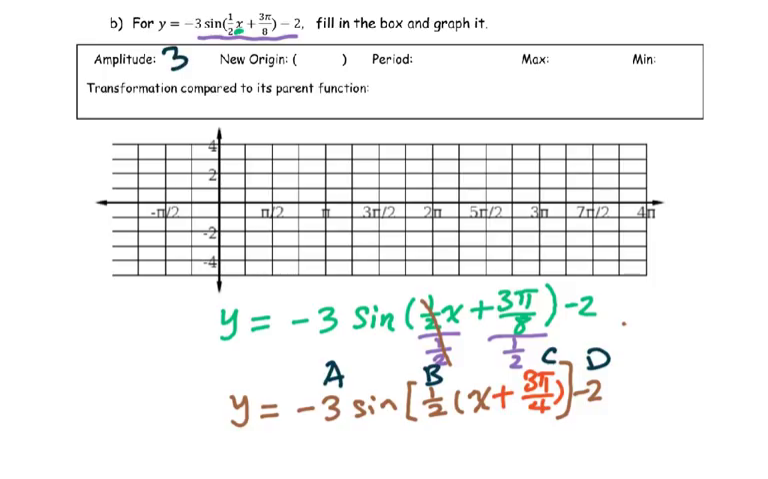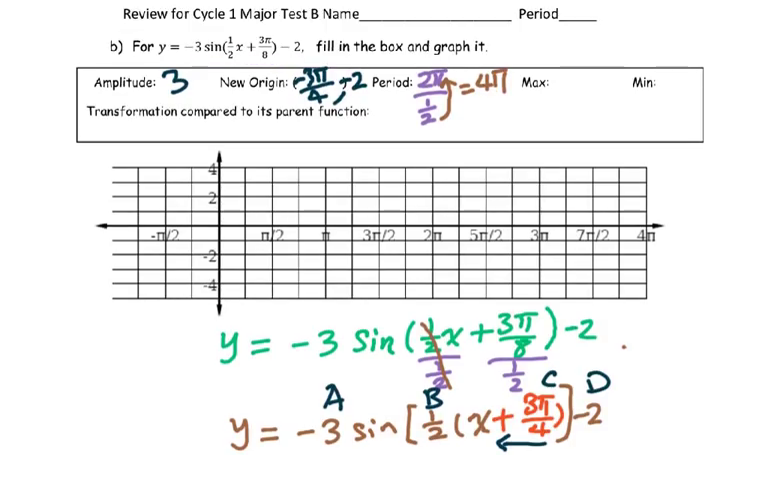Amplitude will be 3. New origin: the inside is a lighter layer, that means move to the left side, -3 pi over 4 and -2. Period, you have to do 2 pi over b. That's 1/2. So flip this one, we got 4 pi.